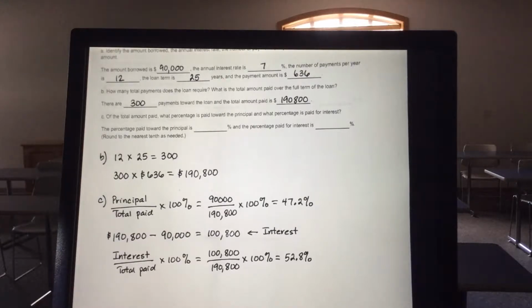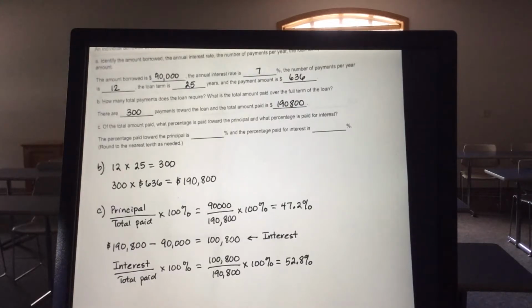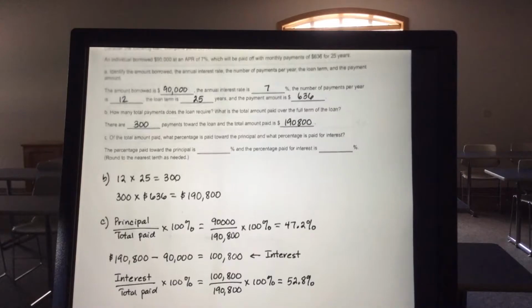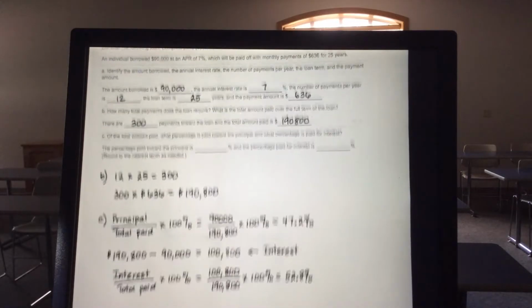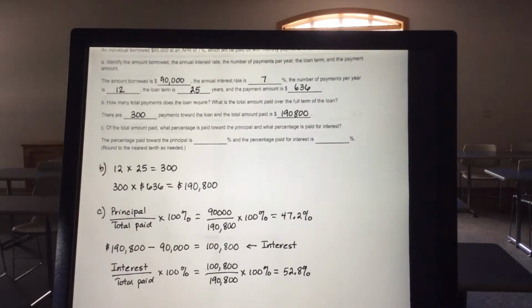Okay. So again, we're paying more on interest than what we borrowed on that loan. Sometimes that can be a bad thing, to borrow a loan and be paying more on the interest than what you borrowed.